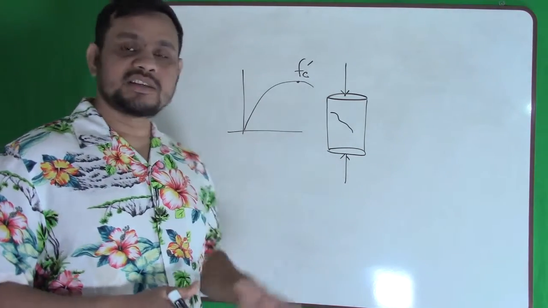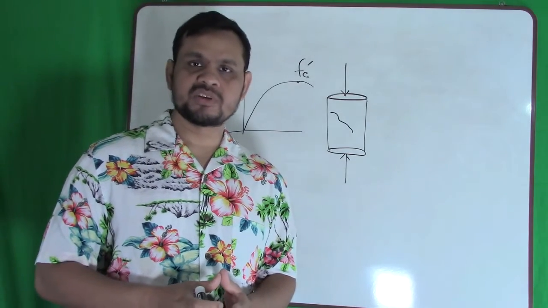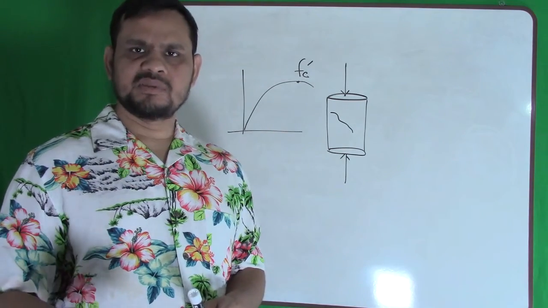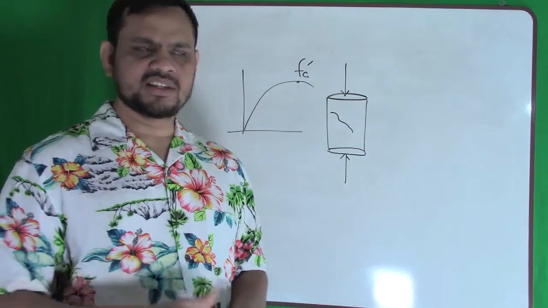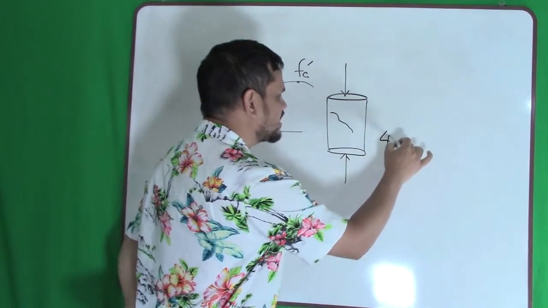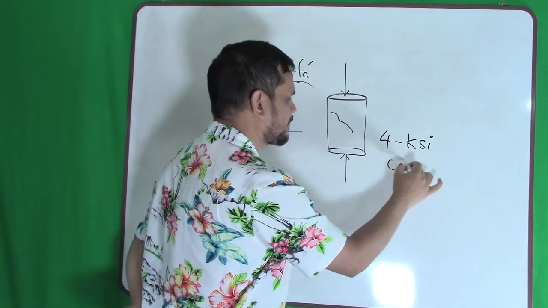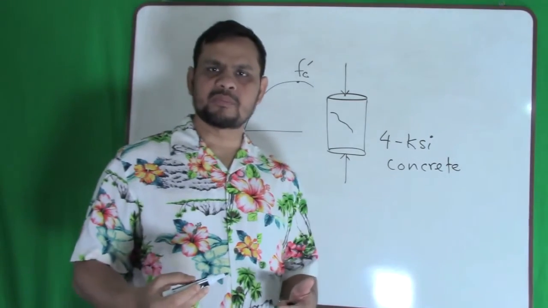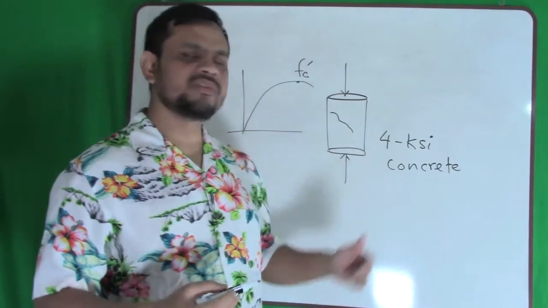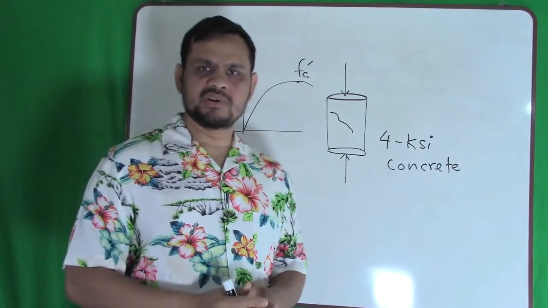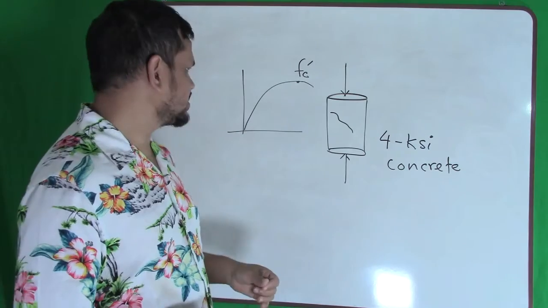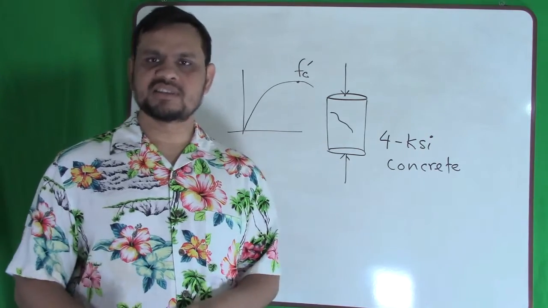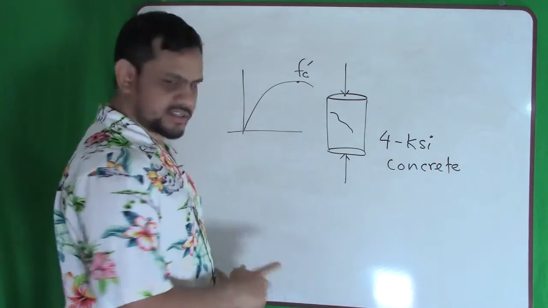So again, this strength is the unconfined compression strength. But sometimes we call it compression strength. Even sometimes we call it concrete strength. So if I say a 4 KSI concrete, it means the compression strength of this concrete is 4 KSI. So hopefully you revised your memory about this strength. By strength we mean the unconfined compression strength of the concrete cylinder. Okay, then something else we need to know.